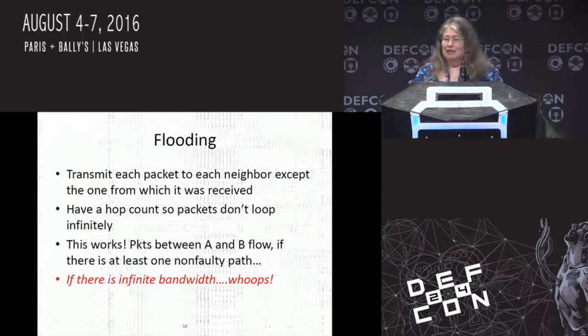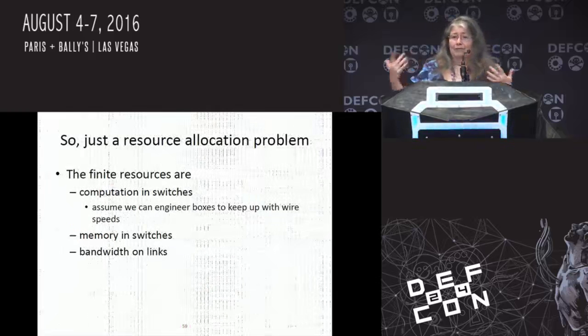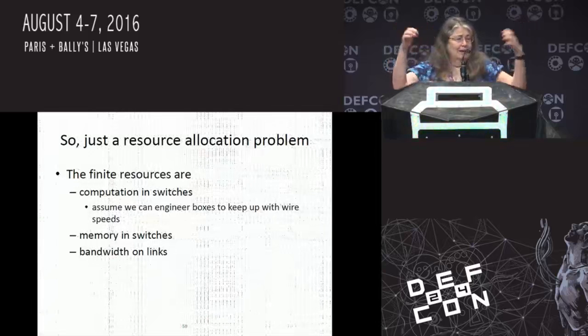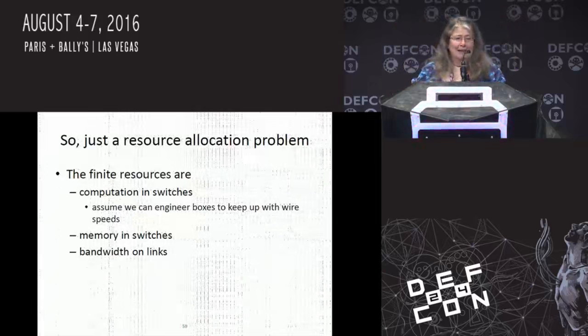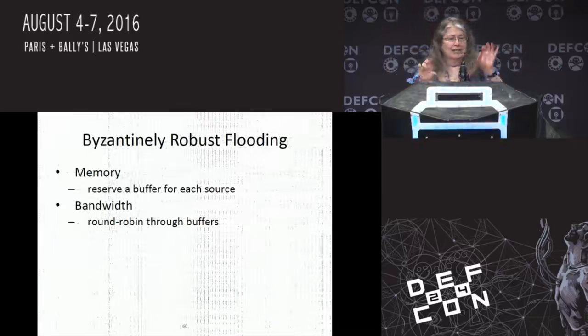So it just became a resource allocation problem. The finite resources in the switches are the amount of compute power, the memory, and the bandwidth. Well, compute, we wave away. We say you can engineer a switch that has enough compute power to deal with the speed of the incoming links. So then it's just memory in switches and bandwidth on the links. And what you do is you just reserve a buffer for each source. And for bandwidth, you round robin through all the packets, so every source has a chance to be forwarded on every link.